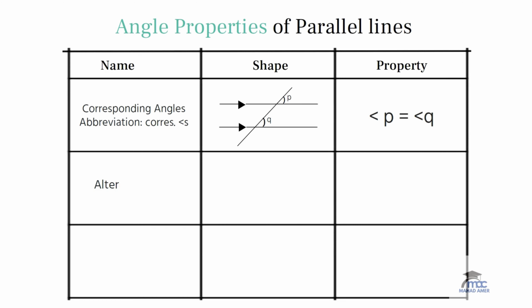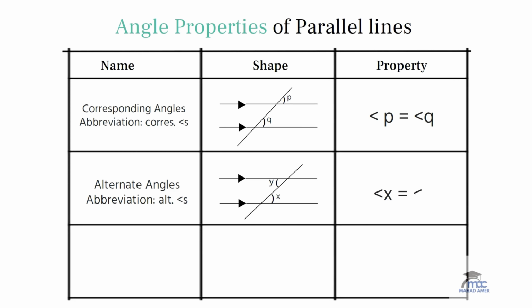Next, we have alternate angles. For two parallel lines that are cut by a transversal, the alternate angles will always be equal. In this case, let's take an example of y and x. Both of them will be of the same magnitude.